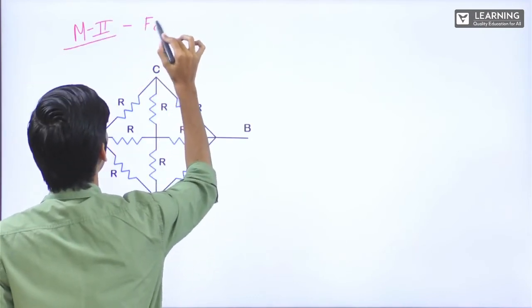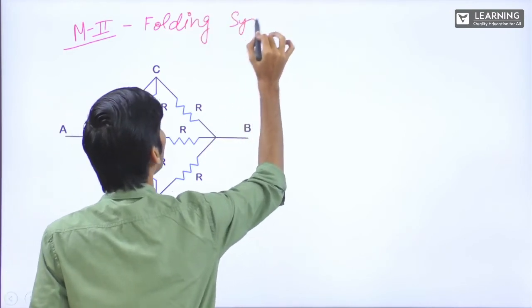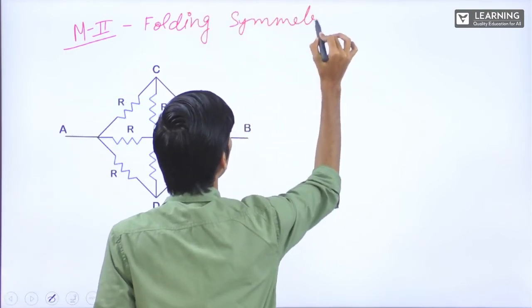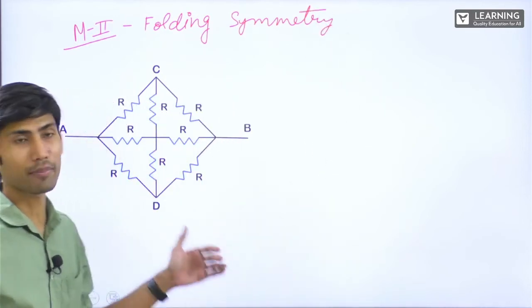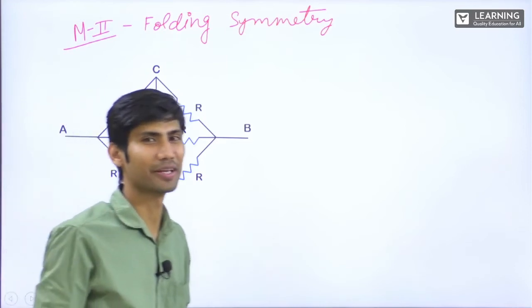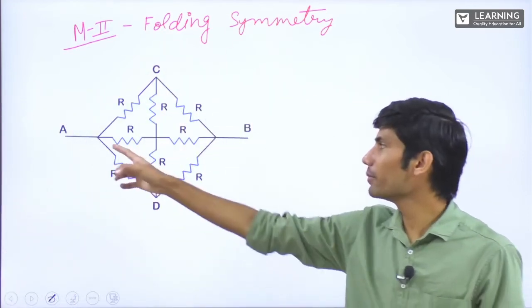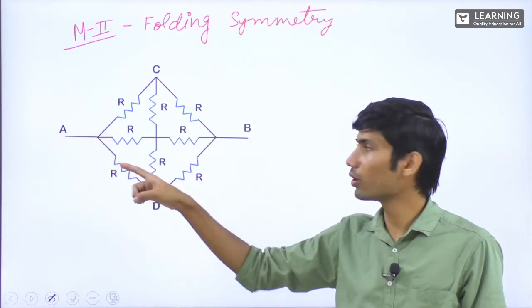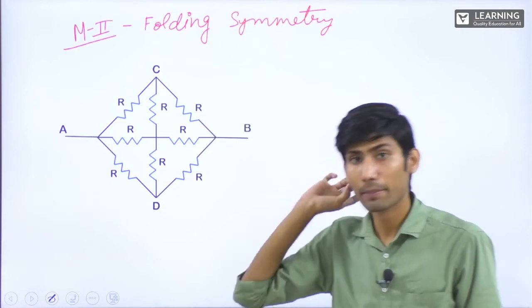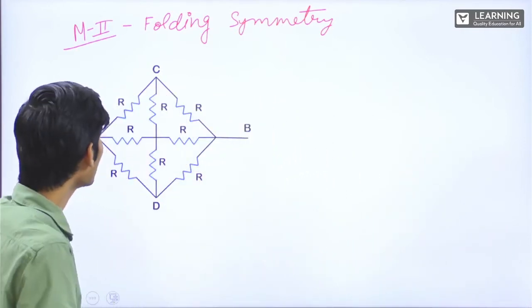Folding symmetry. Folding symmetry will always be applied along this terminal line AB. Mirror symmetry will never be applied along this line AB. Folding symmetry will always be applied along this line AB. Make a note of it.